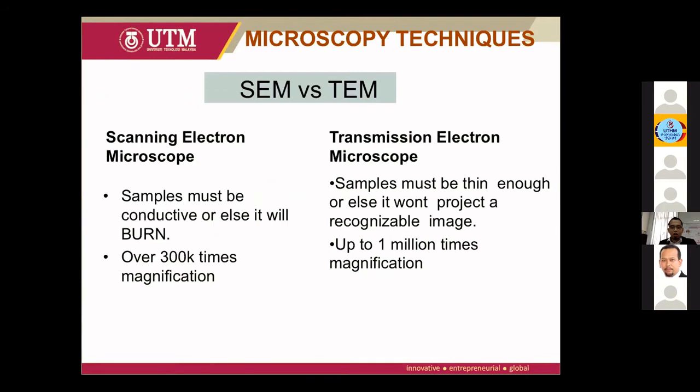Which is which? Okay, SEM versus TEM. Which is going to be significant in your work? Take note that these are the comparison between SEM and TEM. For SEM, you have to know that your sample must be conductive, or else you will not get any image and it will burn directly. For the TEM, a good preparation method is needed: the sample must be thin enough to be coated on the copper grid and give you a good image, or else you just see clumps. The SEM is able to detect up to 300K magnification, but the TEM gives you an image up to 1 million times.